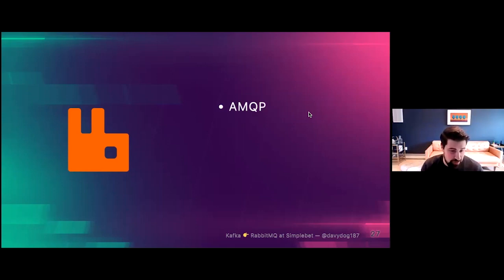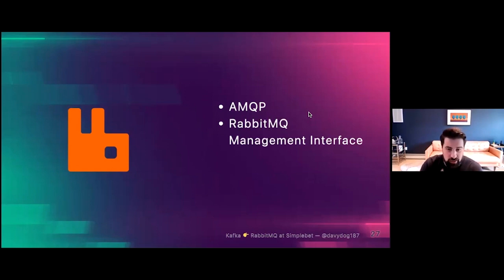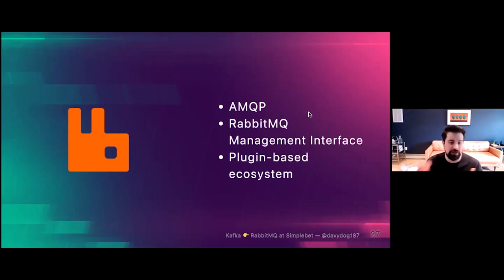So things that we liked off the bat about RabbitMQ: one was the fact that we had a standards-based means of integrating with it through AMQP. The next was the RabbitMQ management interface, which is deployed as a plugin. And we felt that as we looked more and more at RabbitMQ, this wasn't a bunch of microservices working in conjunction. It was just one system that you could layer new functionality onto, and it seemed to do everything out of the box and sometimes more.